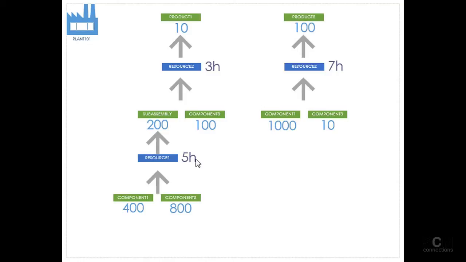And then as far as the actual load, you can see to make one unit of subassembly requires 5 hours. And then for product 1 at the top, it requires 3 hours to go through resource 2 for making one unit of product 1. And then to make one unit of product 2, it takes 7 hours through resource number 2.